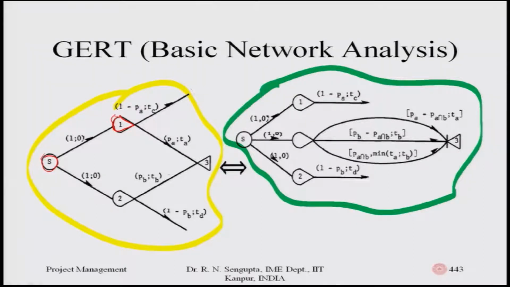Now, if you extend it onto the right hand side, just understand the node which is now connecting 1 going forward and 2 going forward have the corresponding probabilities as given in the previous diagram, which is the one which is outlined in yellow. So, the probabilities are 1 minus P_b and the time is t_d.